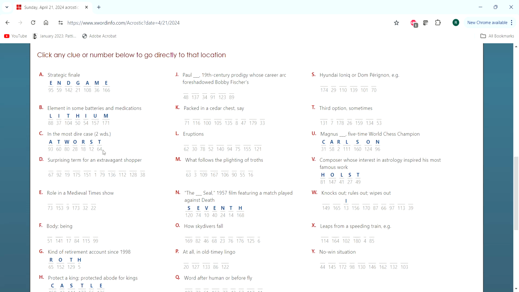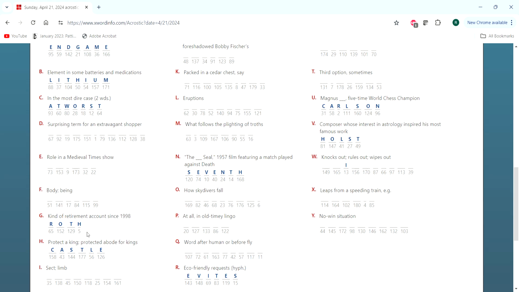These answers could be wrong, but we're putting them in now just because they seem like a best guess. Similarly here, at worst, kind of retirement account, I'm going with Roth. I'm going with Castle here. 7th seal. This is the one I'm least confident about. This is evites right here for eco-friendly requests because it could be e-vites. But I'm not sure about that one. Then we have Magnus Carlsen, 5-time world chess champion.